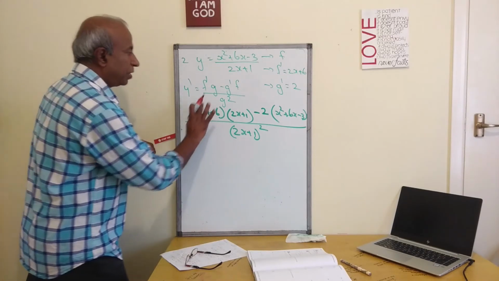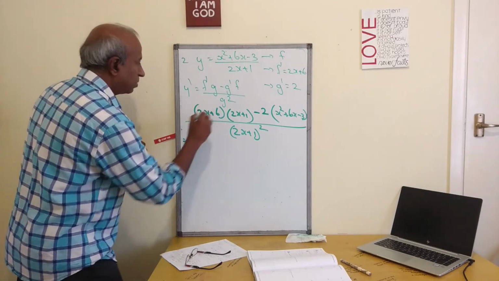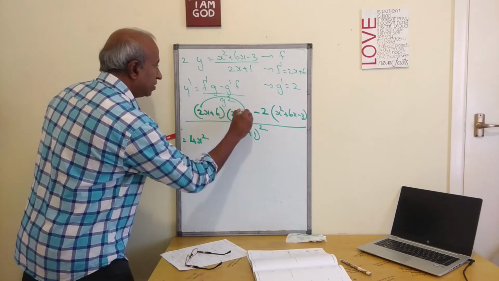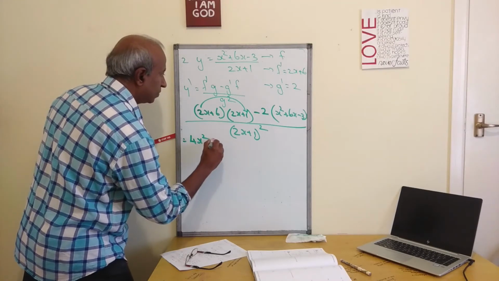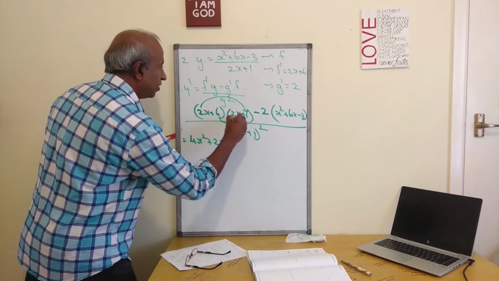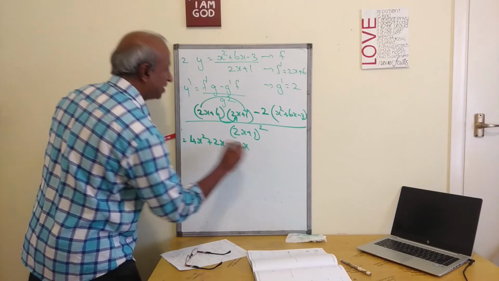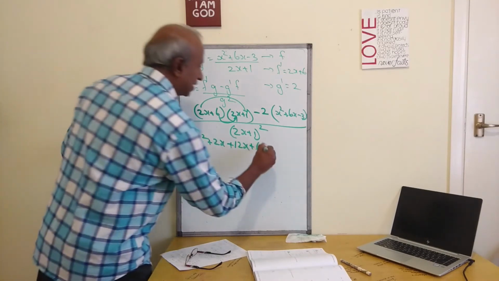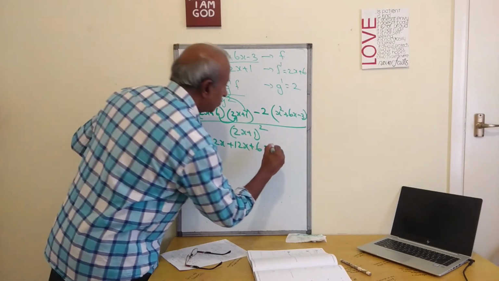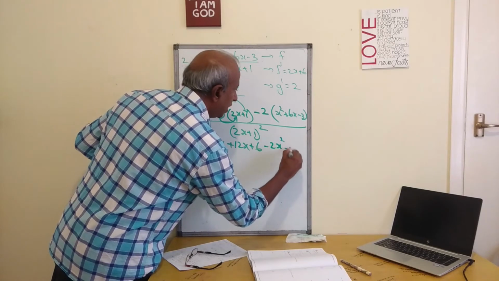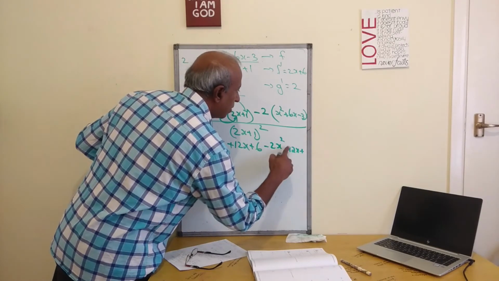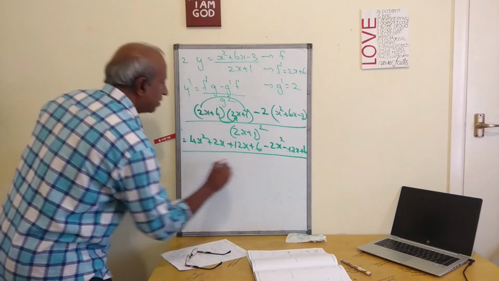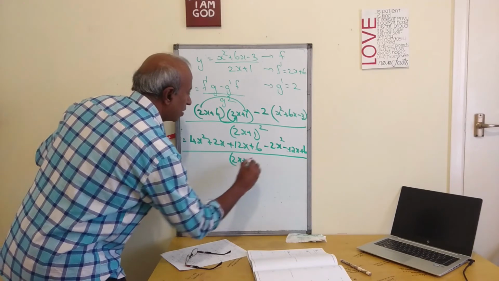When you simplify the numerator, let's open the bracket. That equals, I'm multiplying 2x times 2x, we have 4x squared. And multiplying this way, I get plus 2x. Plus here you multiply, get plus 12x plus 6, minus, there's negative 2 outside, so we have negative 2x squared, negative 12x plus 6, divided by 2x plus 1, the whole thing squared.